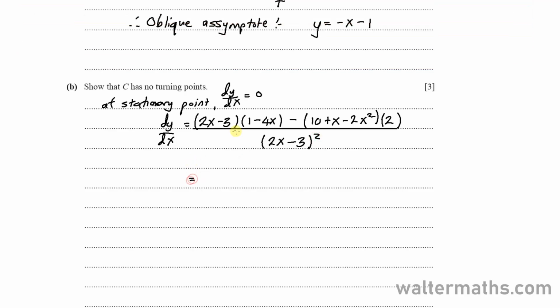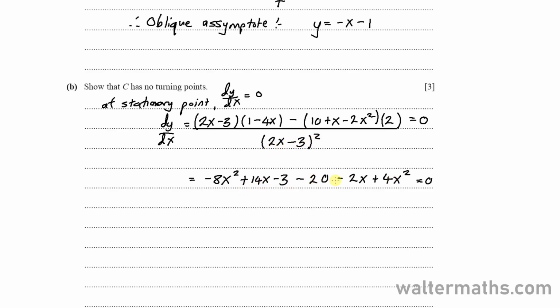So this is going to be equal to, expanding these brackets, we will get minus 8x squared plus 14x minus 3. That's by expanding these two brackets. And it's minus, expanding this bracket, multiplying by 2, then we'll be getting 20, and it's minus 2x, and it's plus 4x squared. And that's going to be equal to 0. And it comes out like this after we've multiplied both sides by the denominator.